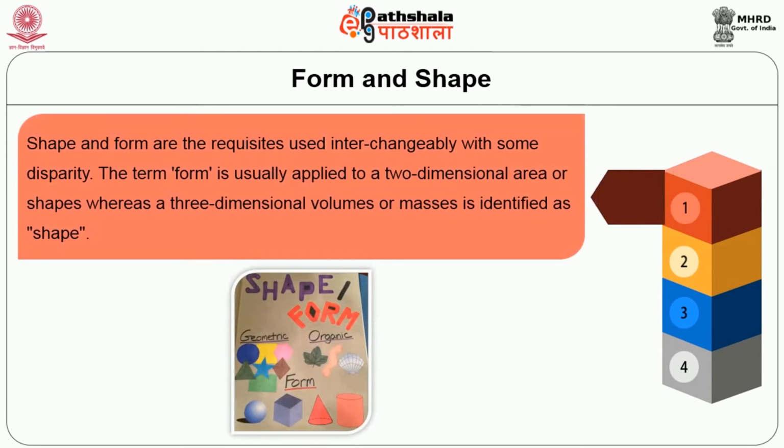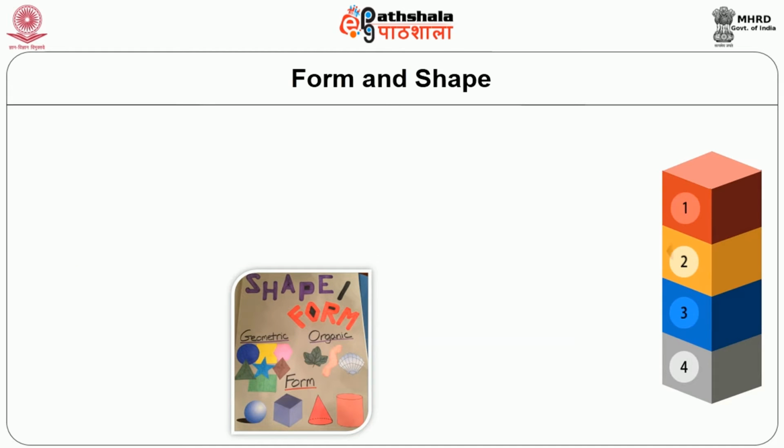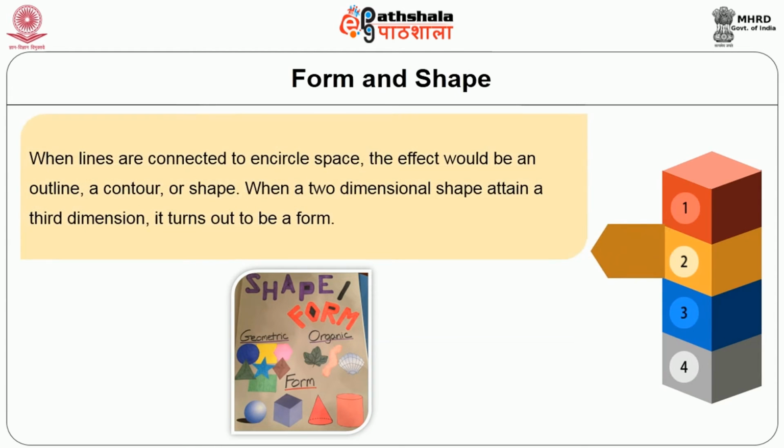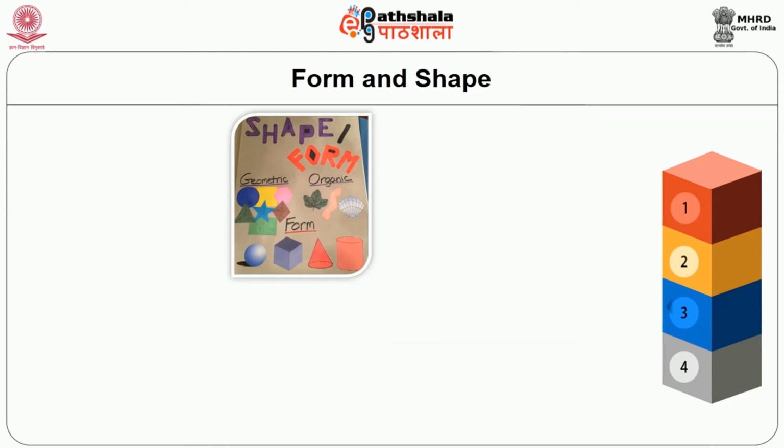The shape and form are terms used interchangeably with some disparity. The term shape is usually applied to a two-dimensional area, whereas a three-dimensional volume or mass is identified as form. So when the lines are connected to encircle a space, the effect would be an outline, a contour, or a shape. So when a two-dimensional shape attains a third dimension, it obviously turns to be a form.